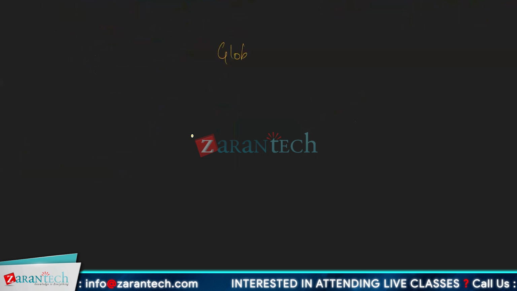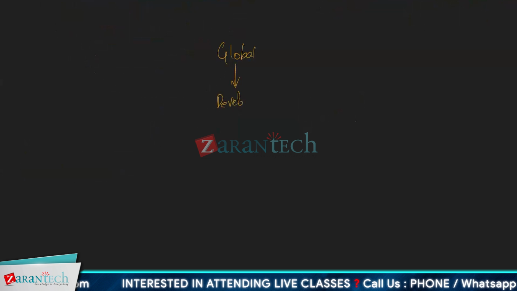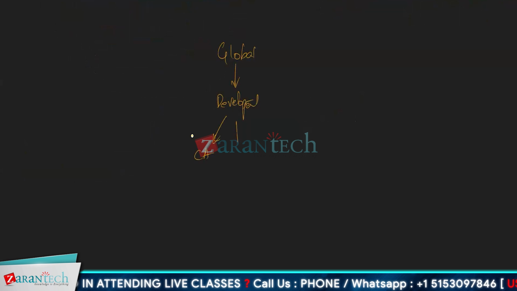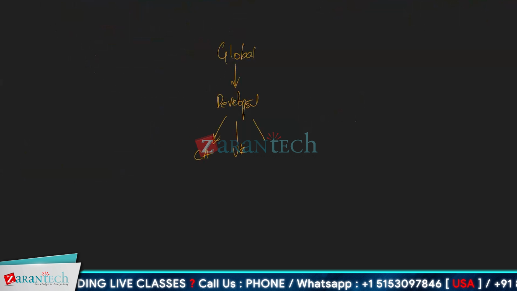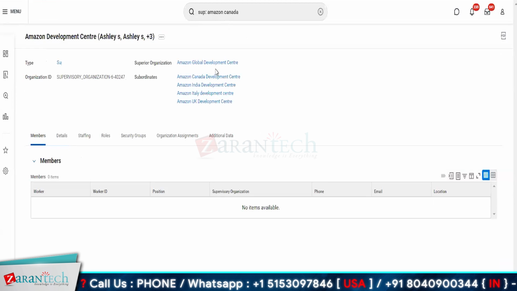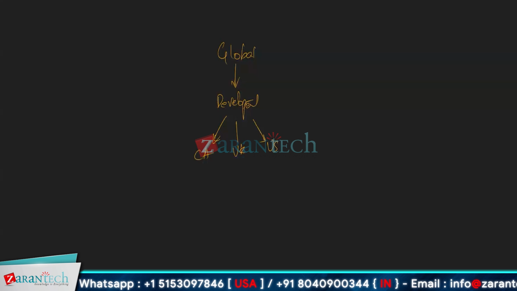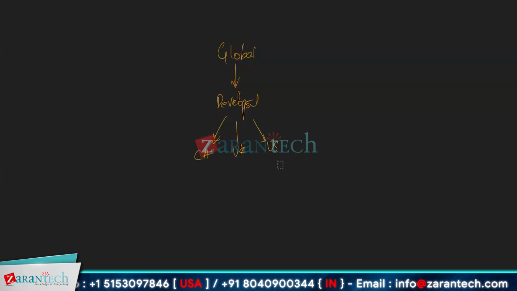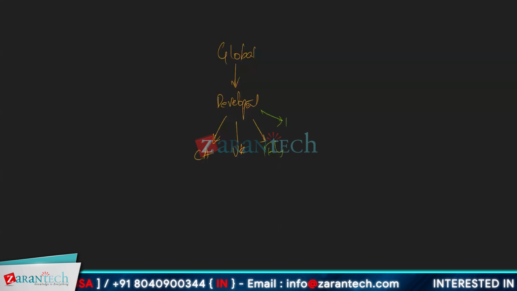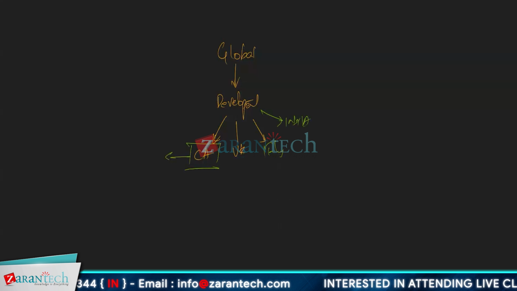We have Amazon global on top. Under Amazon global we have Amazon development center, and under development center we have Canada development center, UK development center, US development center. I think those are the centers. Let's see: Canada, India, Italy, and UK. All right, Canada, UK, Italy, and India.